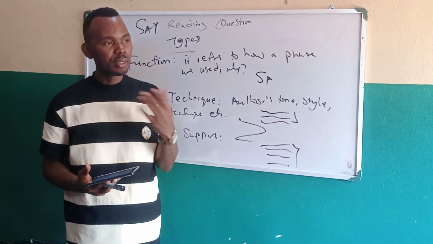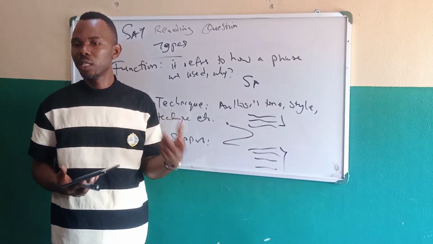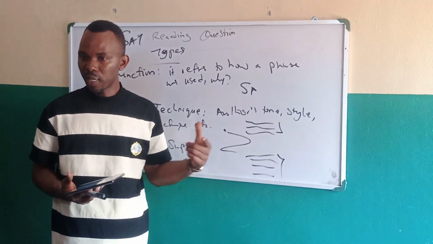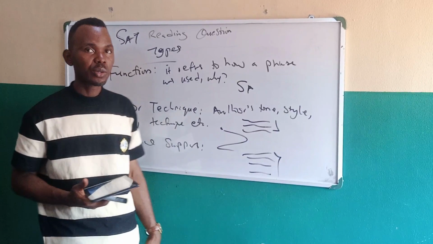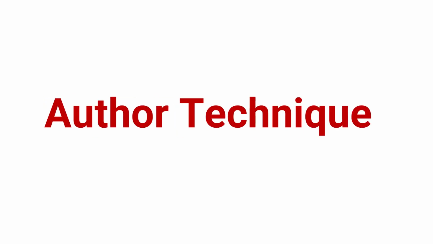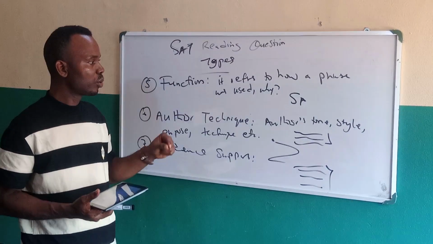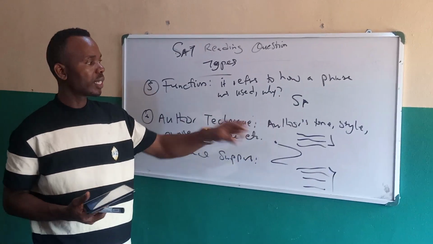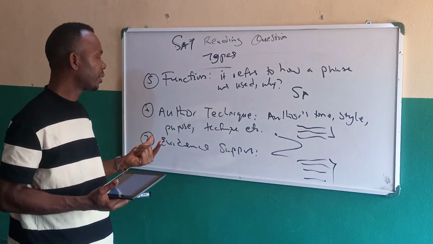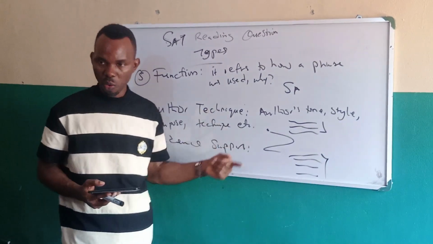Obviously, analogy means explanation, example, illustration. So if somebody is using the example, why did he use that example or illustration? So this is a function question type. Then the next one is called the author technique. What you need to do is to find out what is the tone, what is the style, what is the purpose, what is the technique of the author.